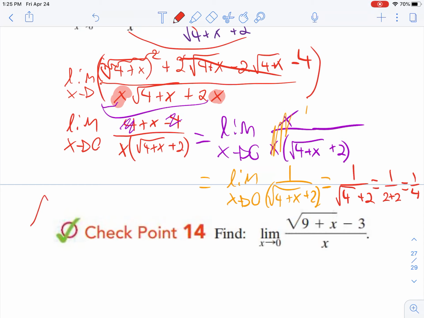Okay. I want you guys to please take your time, work through checkpoint 14. If you guys don't have any concerns on this, please just send me a picture of checkpoint 14. I need that to see that you guys are working through the notes.